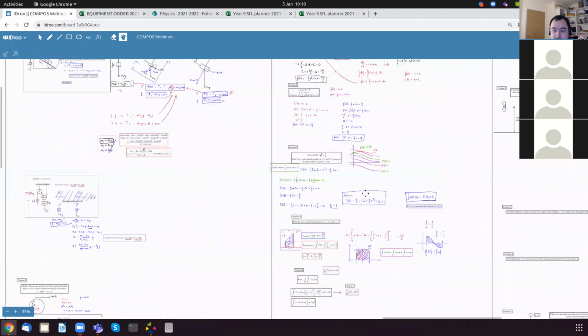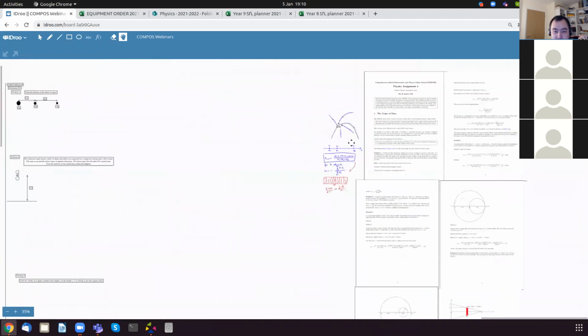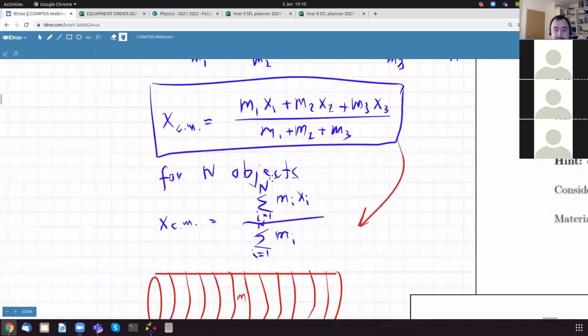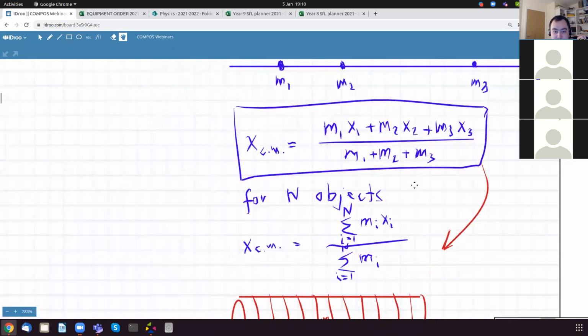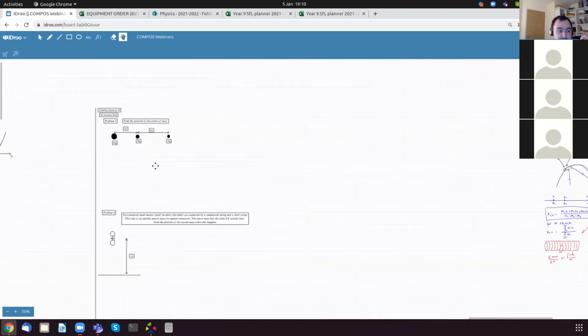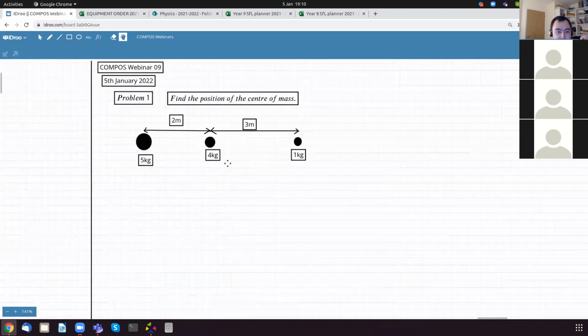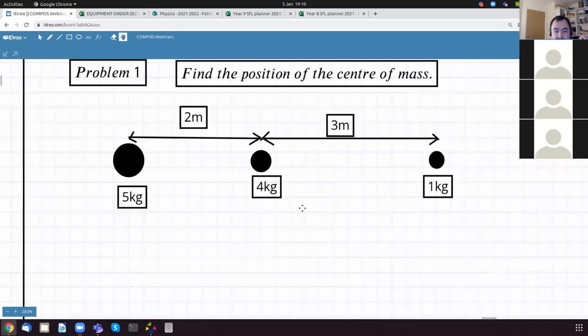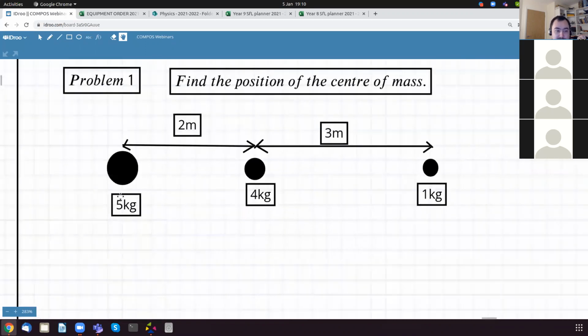Okay, but we go back to the first formula with three objects because we'll be using this for the first problem. So let's have a look. The first problem, we have three objects. Find the position of the center of mass. We have three objects in one straight line, 5 kilograms, 4 kilograms, and 1 kilogram.